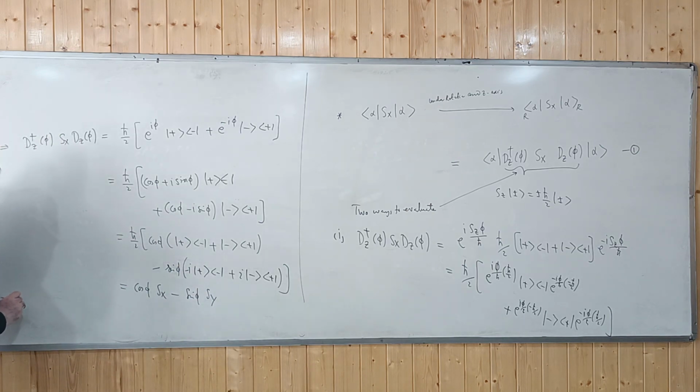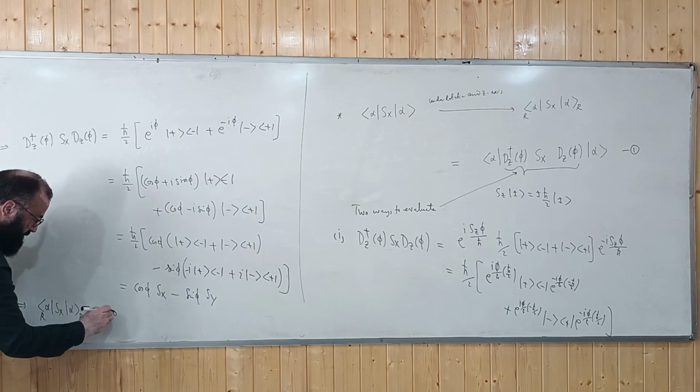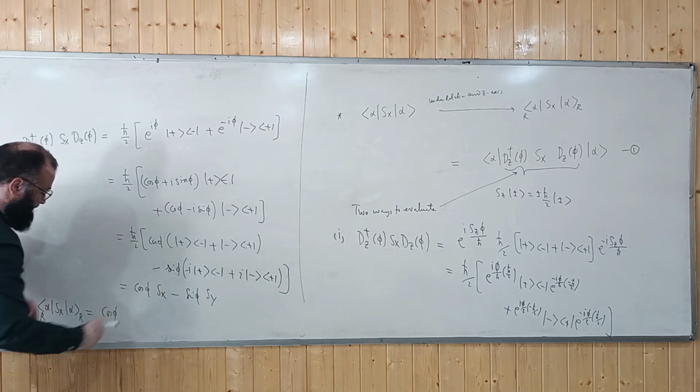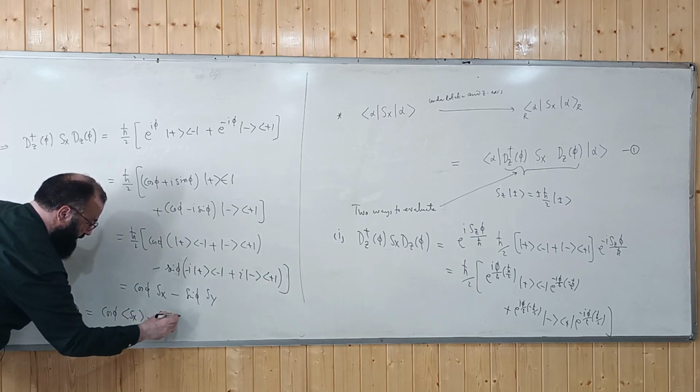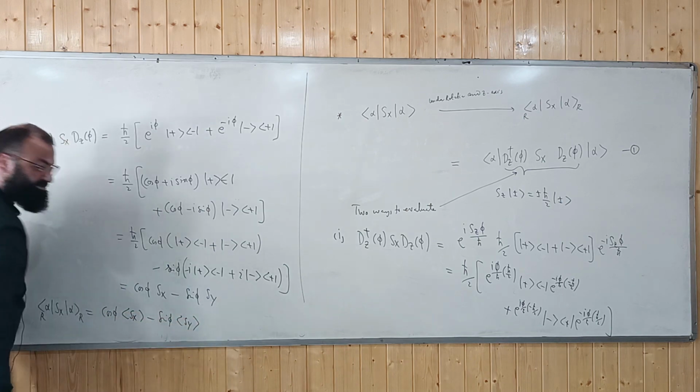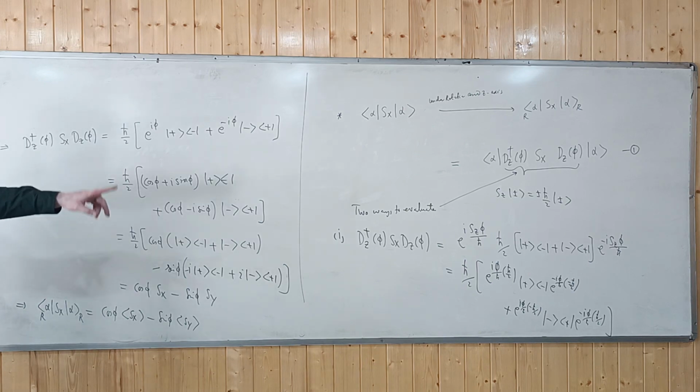So which implies the rotated state, this alpha Sx alpha. So under rotations about z, this is what you get. So it is actually this thing. So it will be simply cosine phi Sx minus sine of phi Sy. Clear? So let's plug in the equation 1 there.